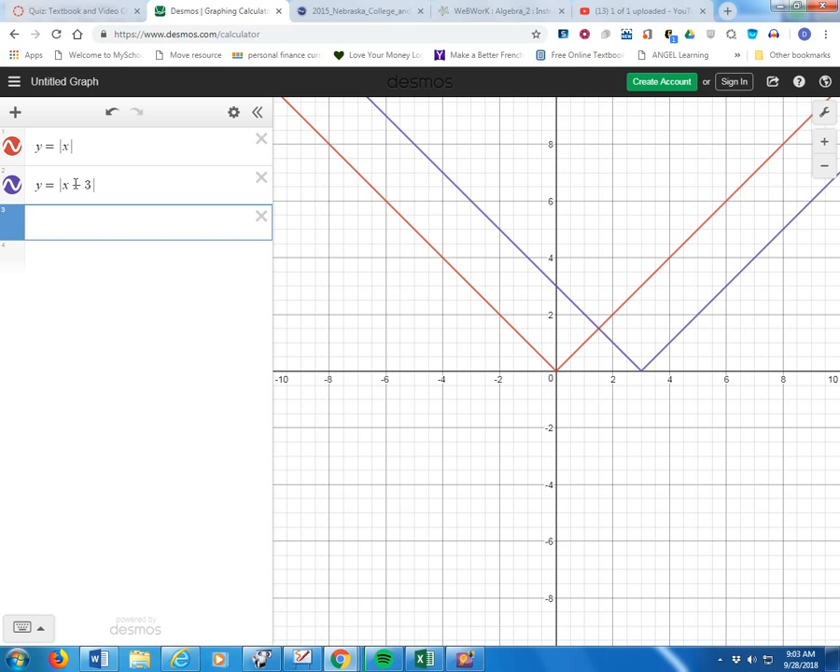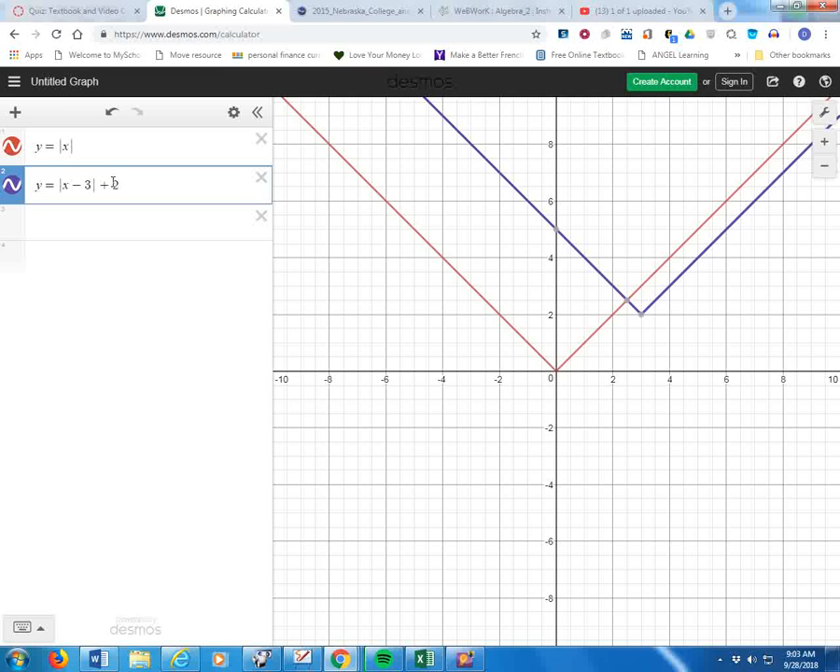Okay, what do you think is going to happen to this graph if on the outside of the absolute value I put maybe a +2? Let's find out. It went up. That's cool. It went up 2.